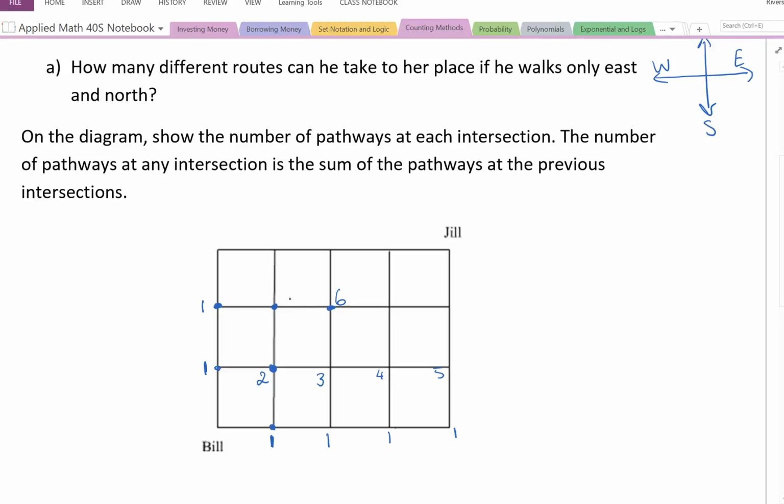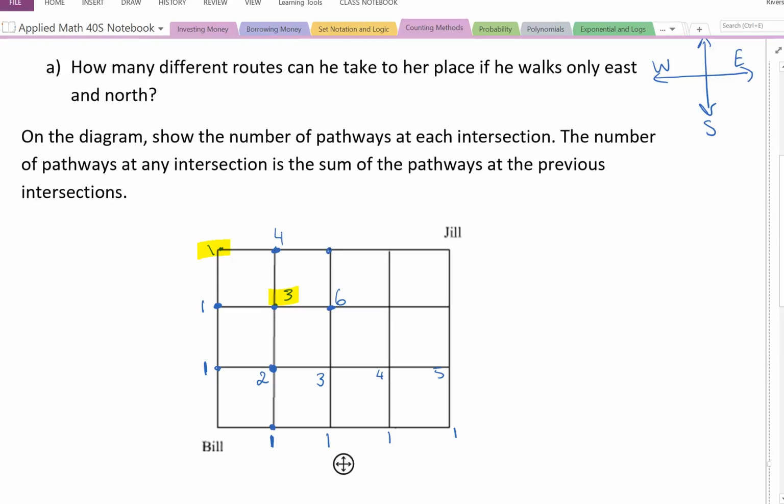So let's try another one. If I want to do this spot here, this is a 1 here. I take the 1 in this corner and the 3 in this corner and I add them up. And you get 4 for this spot.